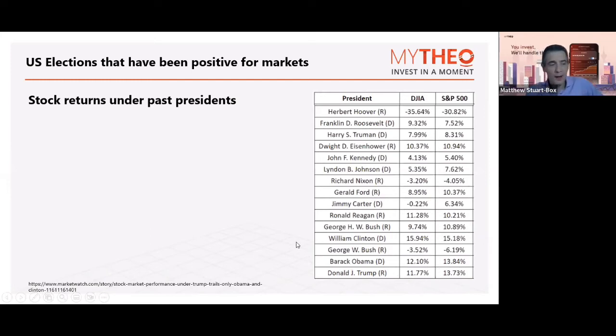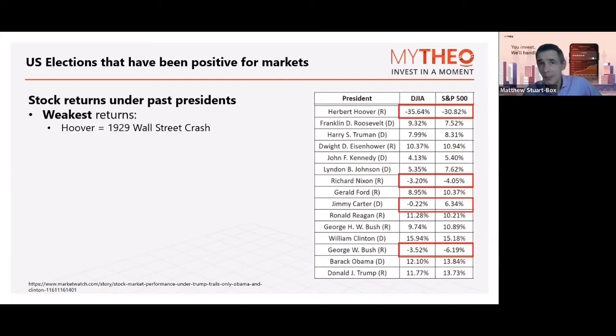I think what stands out is not so much years that were particularly good. You can see there's very few presidents that stand out positive. Maybe Bill Clinton was the best there with an average of 15%. But what does stand out is the presidents that had the worst returns. And here you see President Hoover. This was the Wall Street crash. Nixon with the first oil shock at the start of the 1970s.